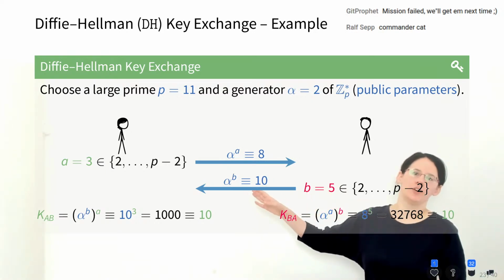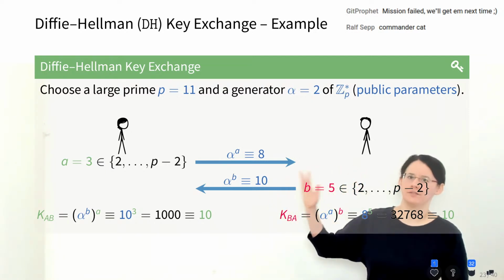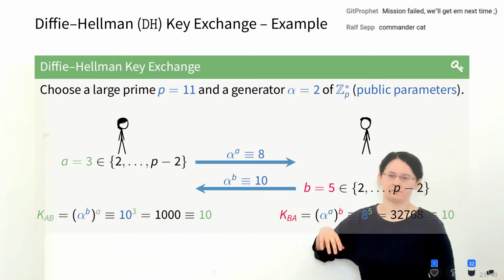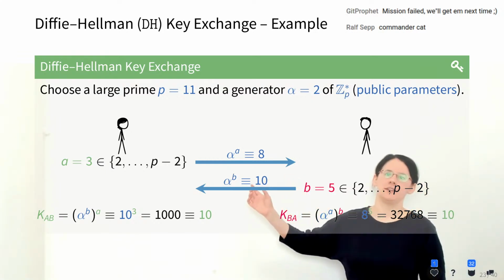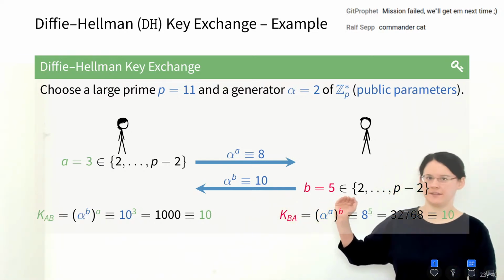We already computed earlier that 2 to the power of 5 is the same thing as 10. So it was like 2, 4, 8, 5, 10. Those were the powers of 2. And they send each other this resulting number, but of course not their secret key that they chose.